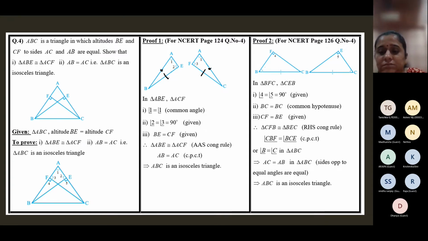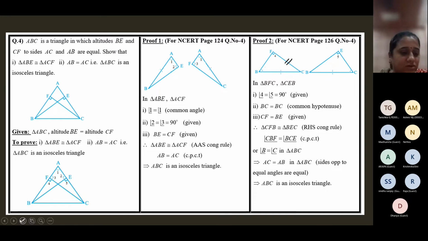Completed. So I'm not really explaining this. You can help yourself. So here it is RHS: right angle, and opposite of the right angle, this is the hypotenuse. Opposite of the right angle, this is the hypotenuse. And we know that CF is equal to BE. CF, I should have marked that also. This side is equal to this side.